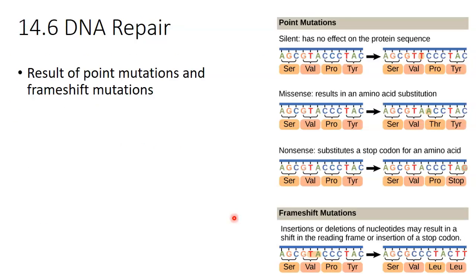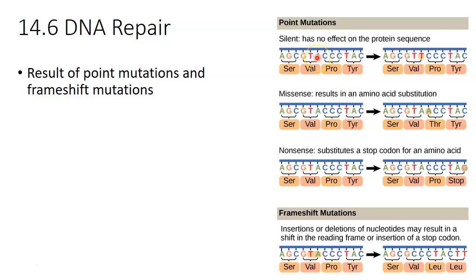Okay, just to show you some effects of mutations. Some point mutations are silent. They have no effect on the protein sequence that's going to be produced in the end. So let's look here. This DNA is supposed to read AGC, GTA, CCC, TAC. If this was our DNA, then our protein sequence after translation would read serine, valine, proline, tyrosine. These are the four amino acids that would be coded for according to this DNA sequence.